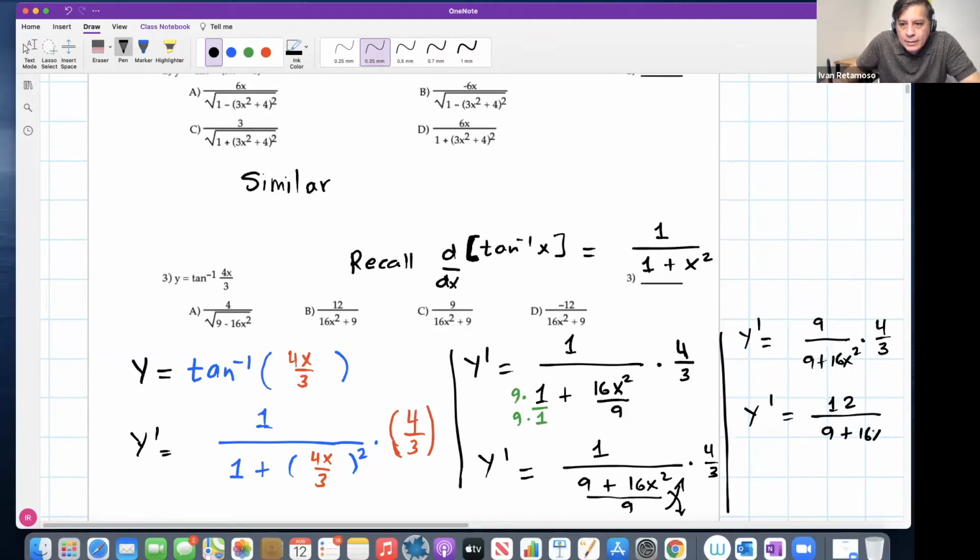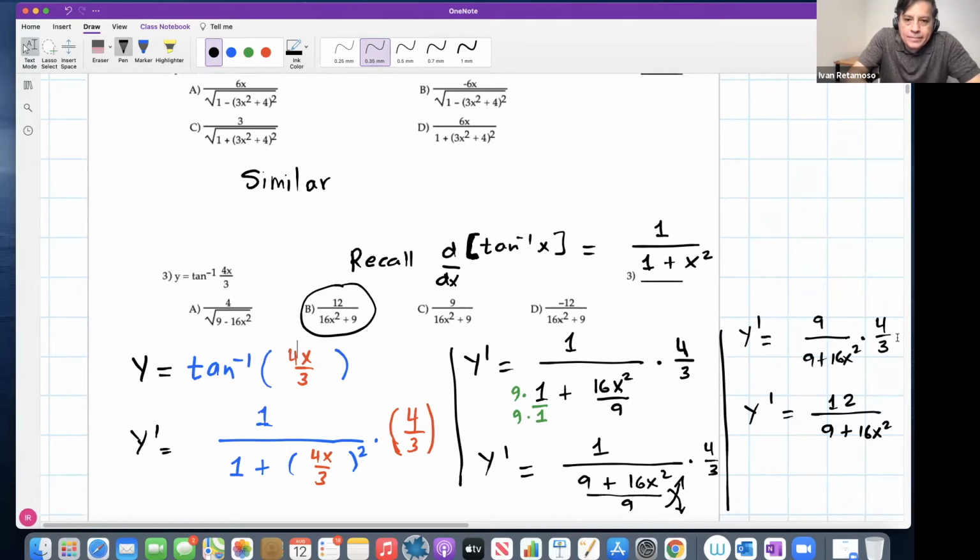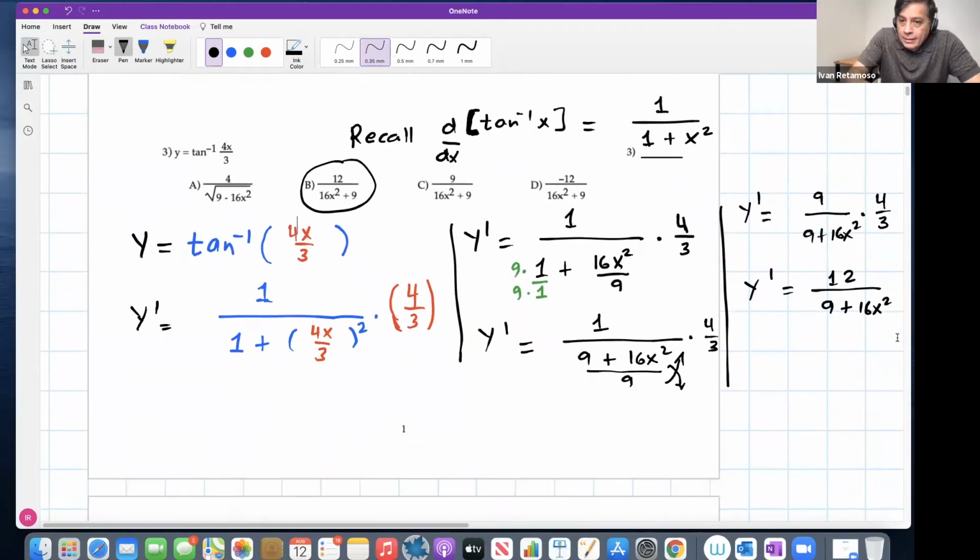Now, carefully look through and see that the answer is here. 12 on the top, 12 on the top. 16 x squared plus 9 is the same as 9 plus 16 x squared. The order of the items doesn't change the sum. So then we're good. Very good. If something's not clear, as usual, guys, just let me know or write it in the chat, okay? I will move on. All right, that was number 3.